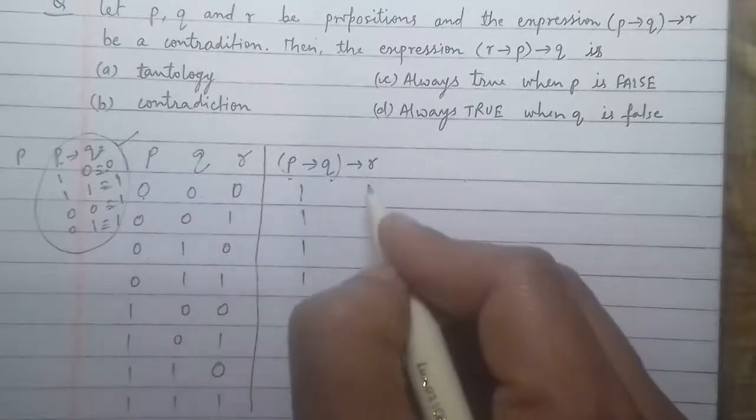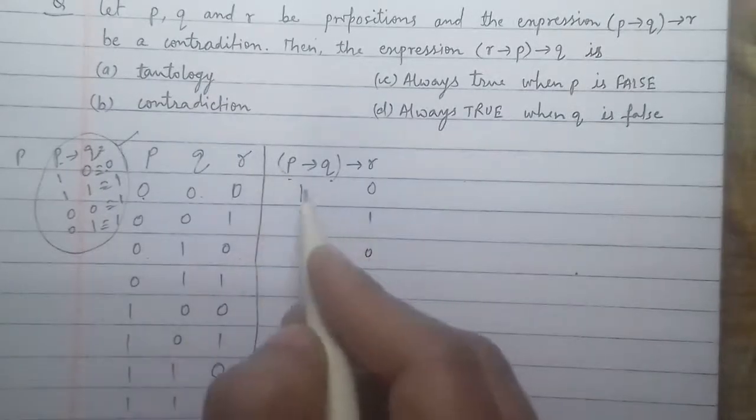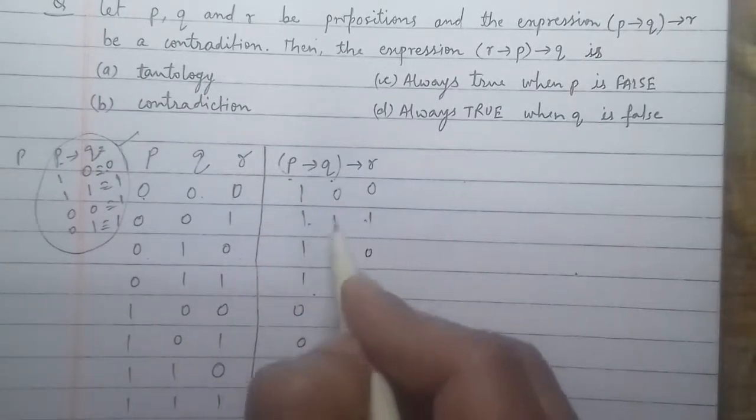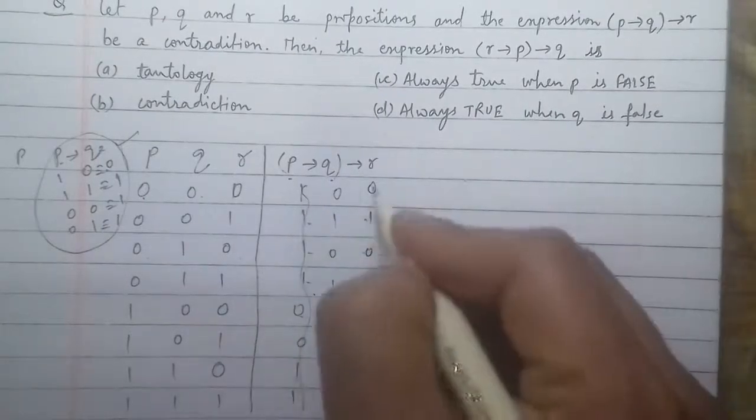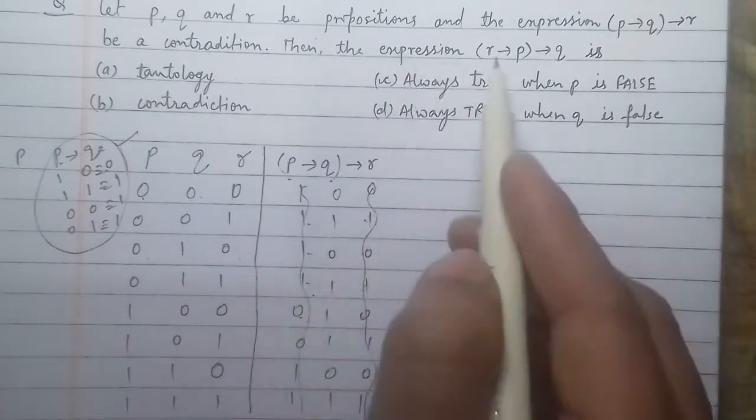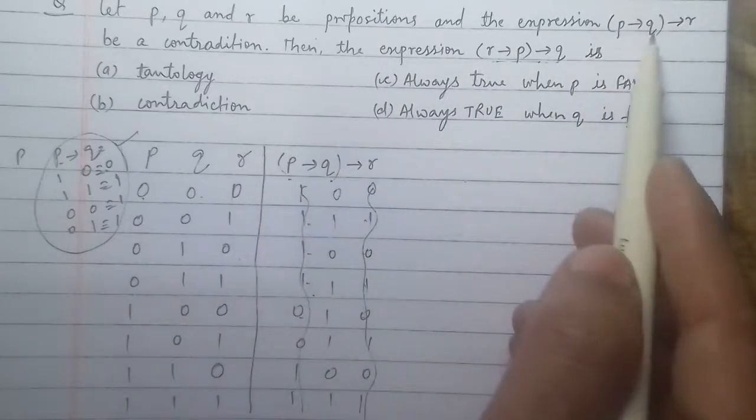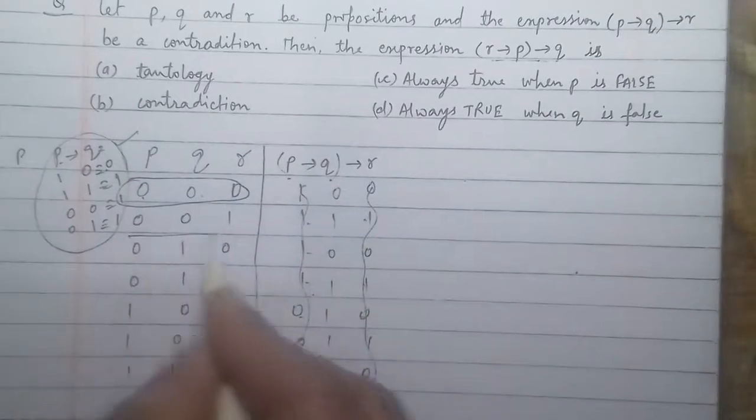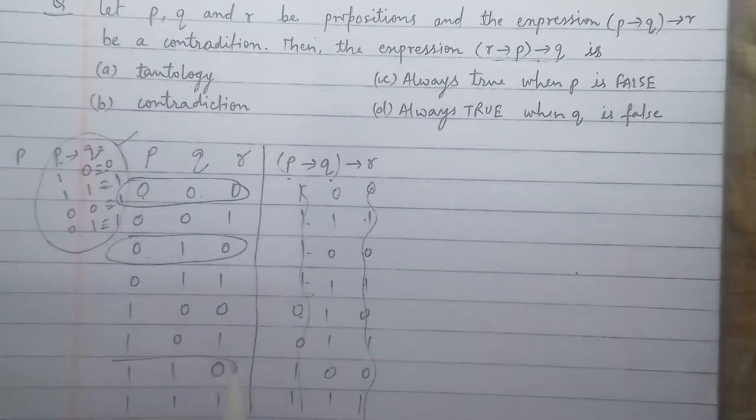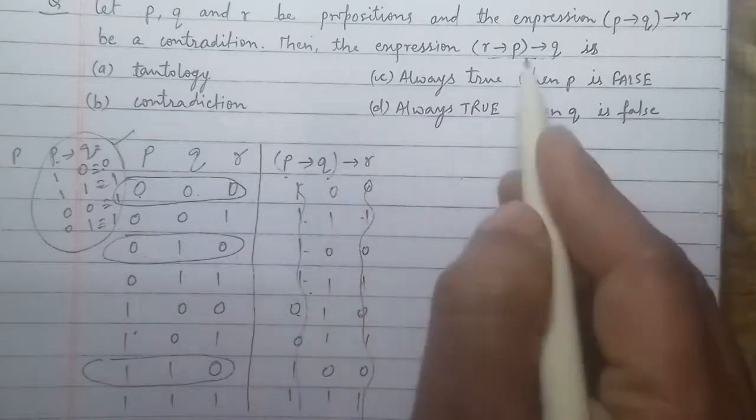Now we will simply write the value of R: 0 1 0 1 0 1 0 1. Now 1 implies 0 is 0, 1 implies 1 is 1, 1 implies 0 is 0, 1 implies 1 is 1, 0 implies 0 is 1, 1 0 1. We have to find the value of this expression whenever this expression is false. It is false at this place, at this place, and again at this place. At these three places we have to find the value of this expression.